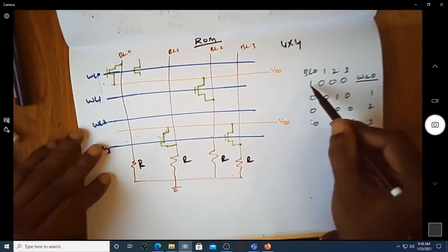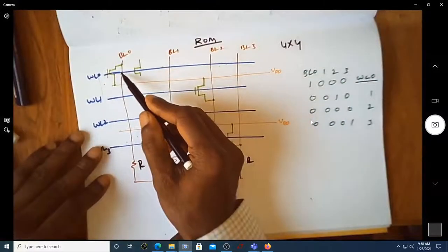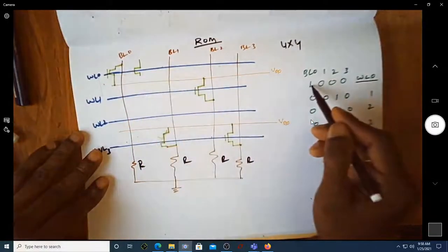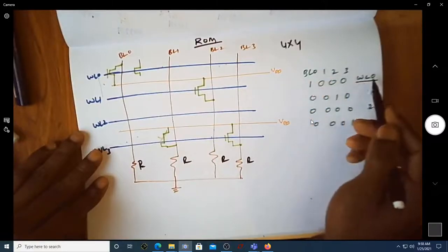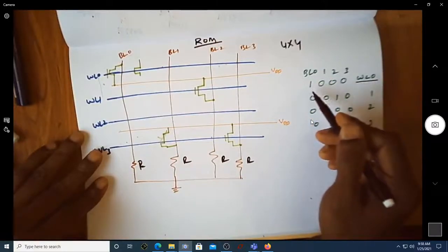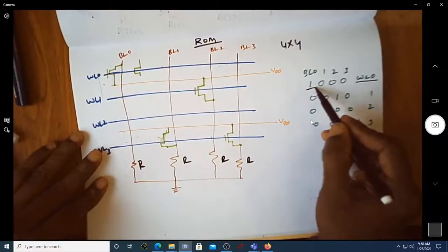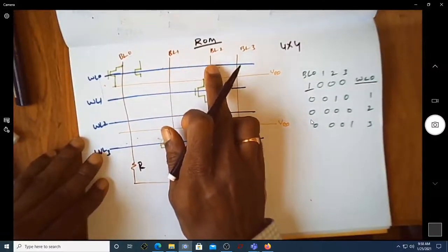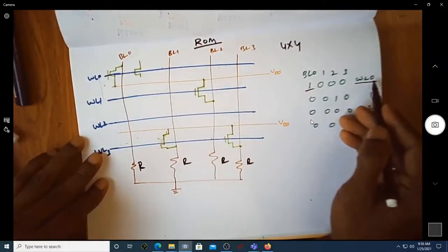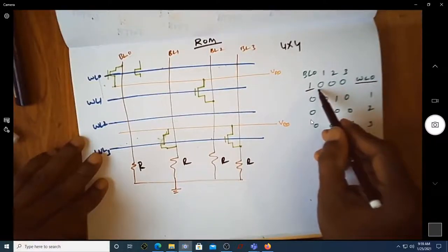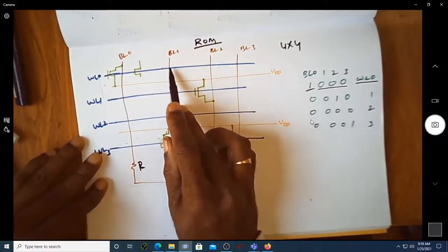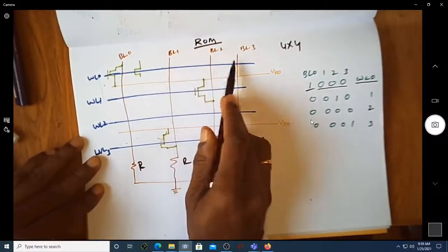Since I want to get 1000, only in this particular section I'm going to have a transistor formed here, because I want this data stored in bit line 1 with word line 0 as VDD, meaning that I should store bit 1. In the other 3 bits, bit line 1, bit line 2, bit line 3, with word line 0 equal to VDD, I should be storing 000.